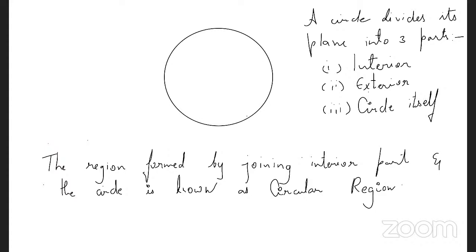Now I have the center point O. And I suppose I have made my diameter that is passing through O. Now this diameter will divide my circle into two parts.